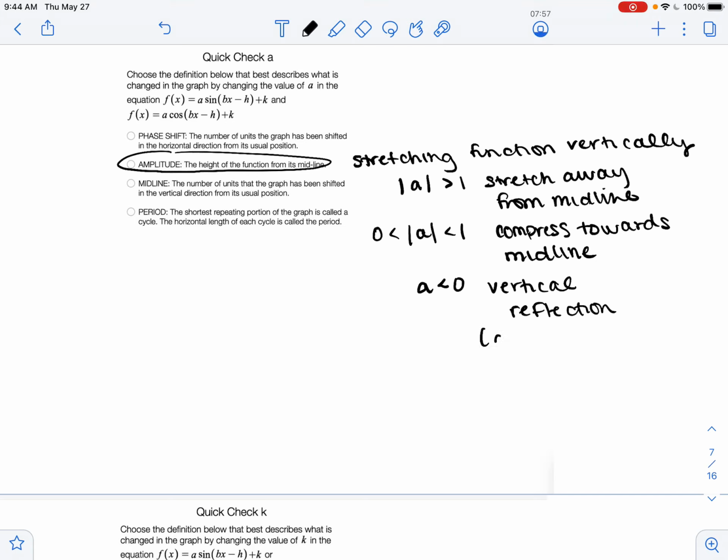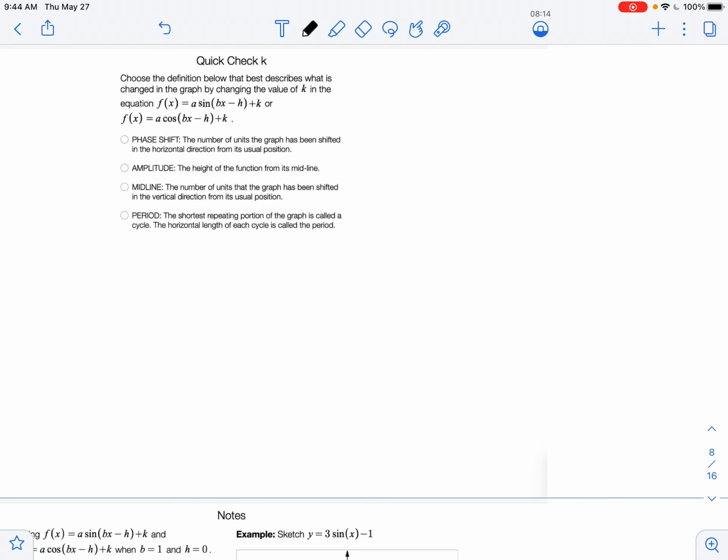So that's kind of changing direction. If we were thinking back to the unit circle to pick off our points, it's changing the direction around the unit circle that we would traverse. All right, excuse the bell there. K is changing the midline.